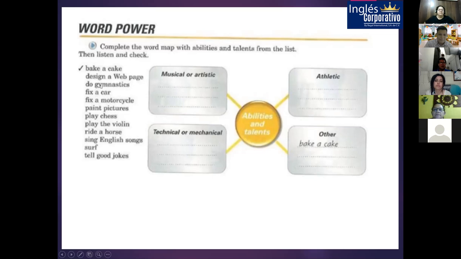Okay, Leida, can you read this? Do gymnastics. Gymnastics, really good. And athletic. Okay, thank you. Really good. Athletic, right? Do gymnastics. Really good. Okay. Let's see this one, Carla. Fix a car. Fix a car, really good. Work. Okay. And technical or mechanical. Yeah, really good. Thank you, Carla. Fix a car. Okay, what about this one? Saul Arto. Fix a motorcycle.